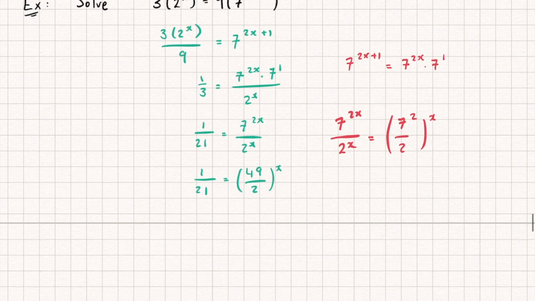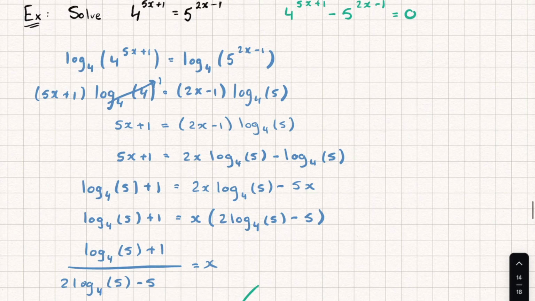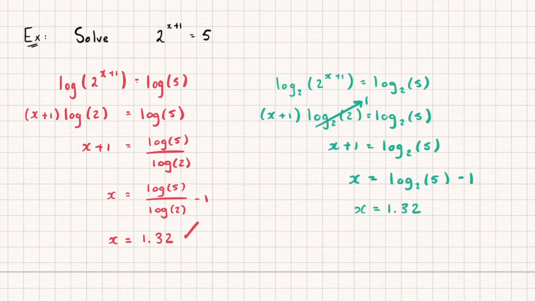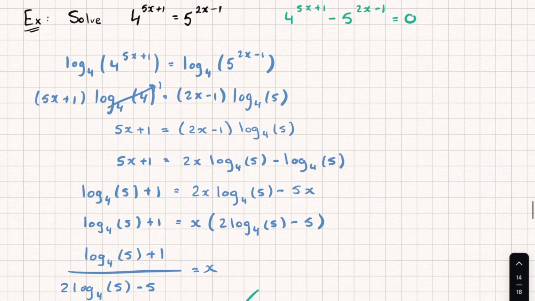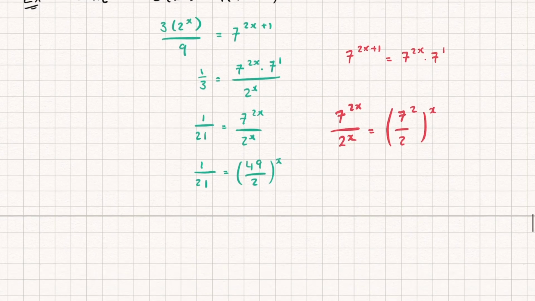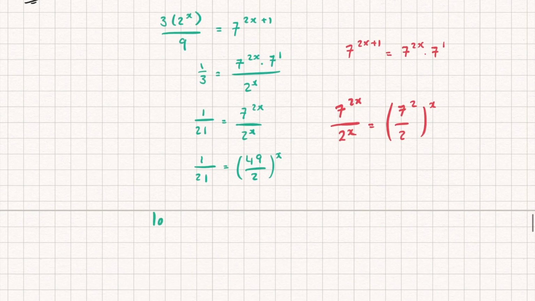And from here I'm going to take logarithms of both sides. Again, the base doesn't matter too much, but using the little trick we used in example 2 where I chose log base 4, and the example I used in question 1 where I took logarithms base 2, I'm going to choose to do logarithms base 49 over 2, which might seem really strange. But let's do that. So logarithm base 49 over 2 of 1 over 21 equals log base 49 over 2 of 49 over 2 to the power of x.